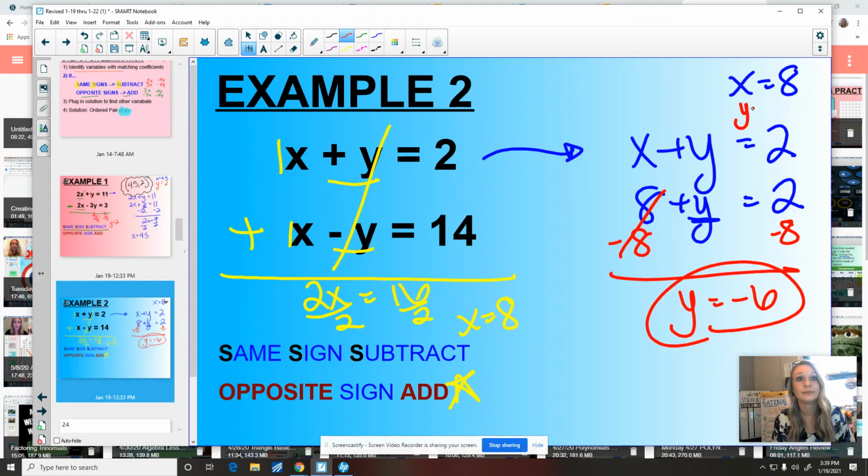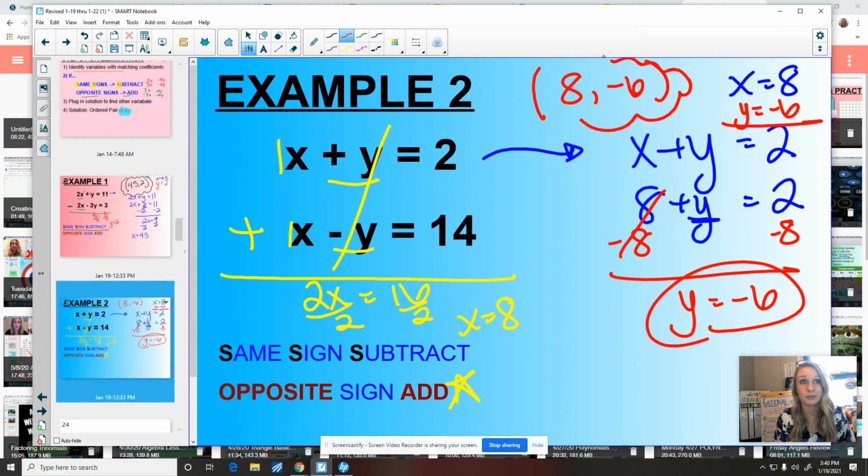Done. Last step, write your solutions within an ordered pair. Okay, that's what I'm looking for. And if you're ever not sure, you can plug that into your equations to see if it's correct. So for example, if I did 8 plus -6, that does equal 2. And you can plug it in your bottom equation and make sure as well.